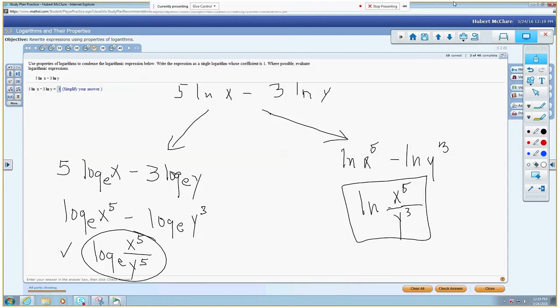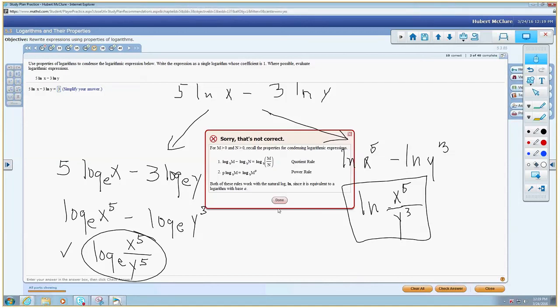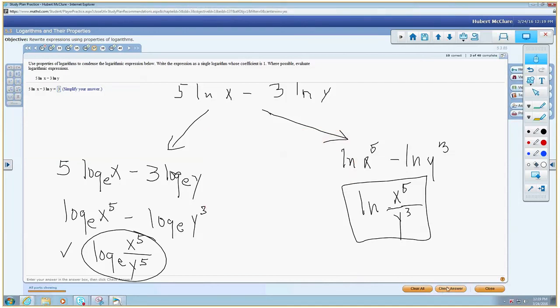So, that's what I punch in there. I like 7, it's real easy to add in my head. All right, natural log of x to the 5th over y to the 3rd. Is that what I got? And we feel good about ourselves.